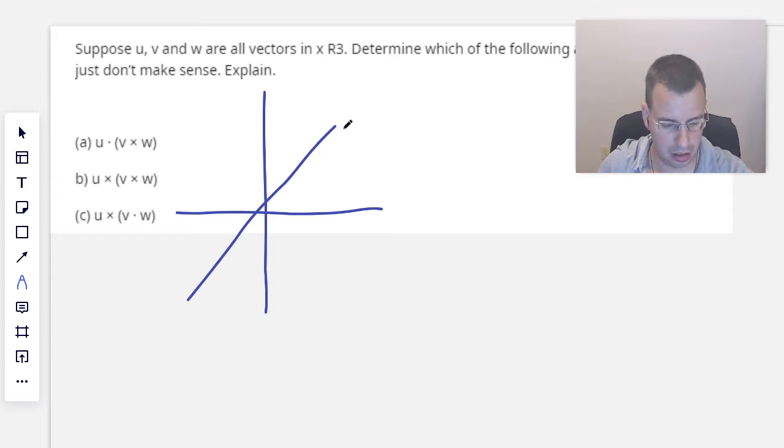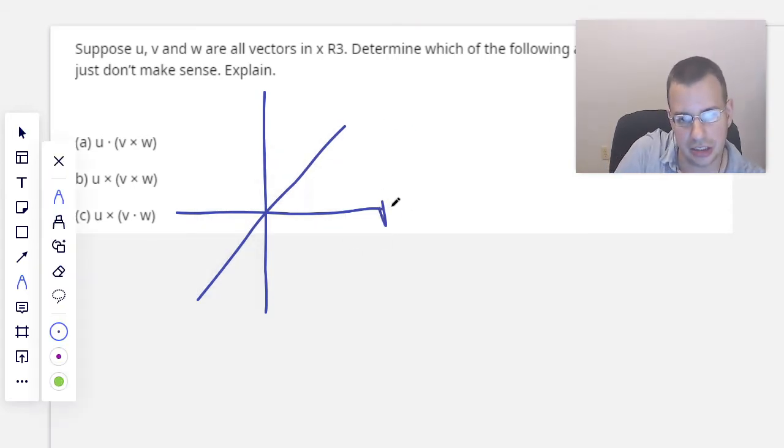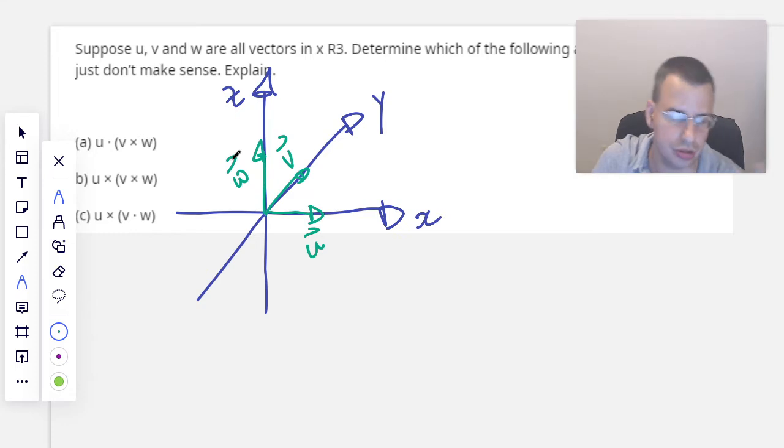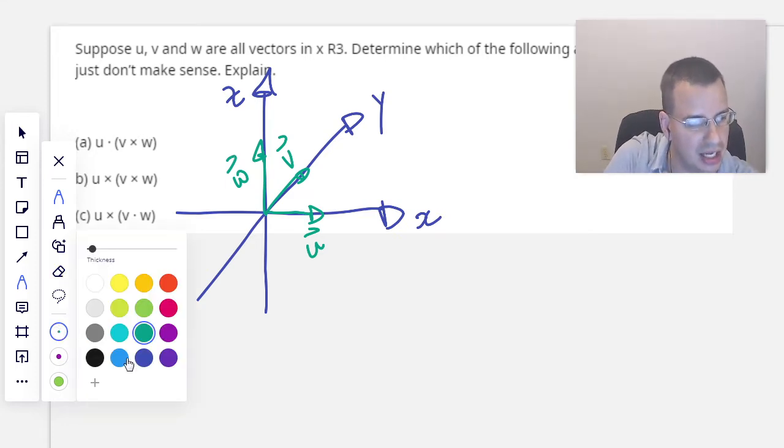that they are associated with the x, y, and z. So I'll do a little coordinate plane here. This will be x, this will be y, this will be z. I will say that u goes this way, v goes this way, and w goes that way. Basically u, v, w associated with x, y, z. Kind of just alphabetical order.